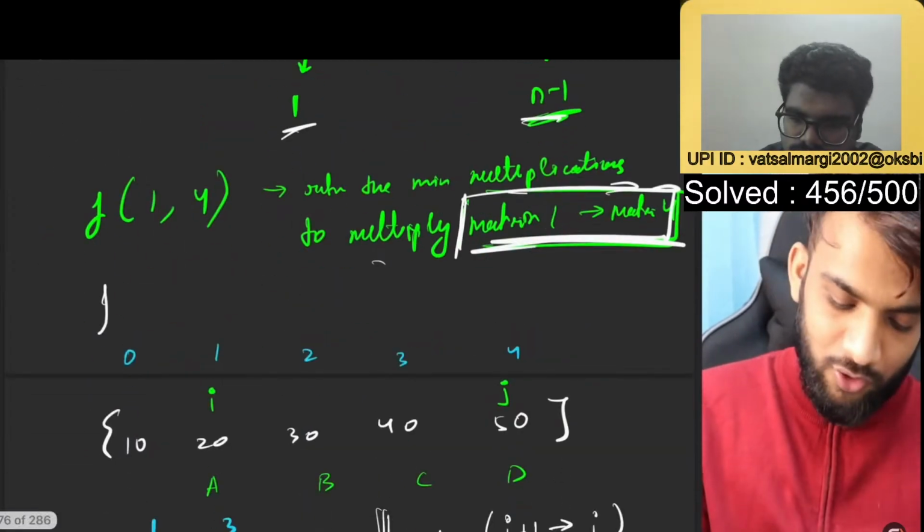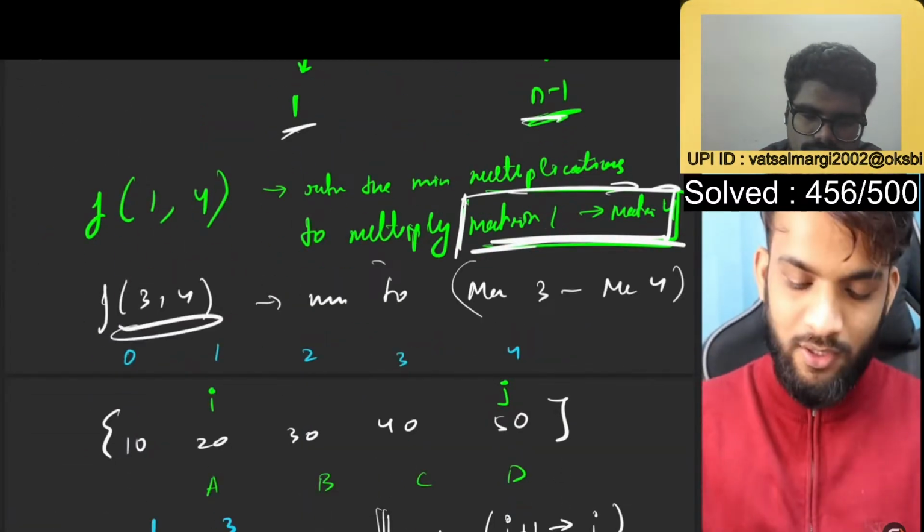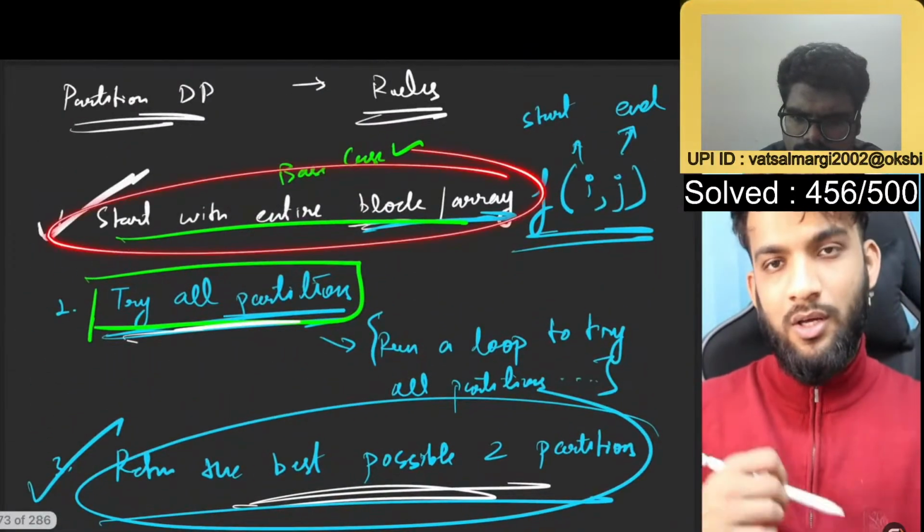If this would have been f of 3, 4, minimum to multiply matrix 3 to matrix 4. As simple as that. Got it? So that's what I wrote as the first case. Start with the block.